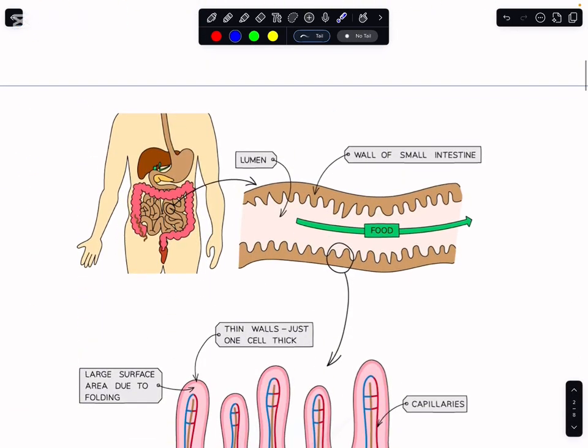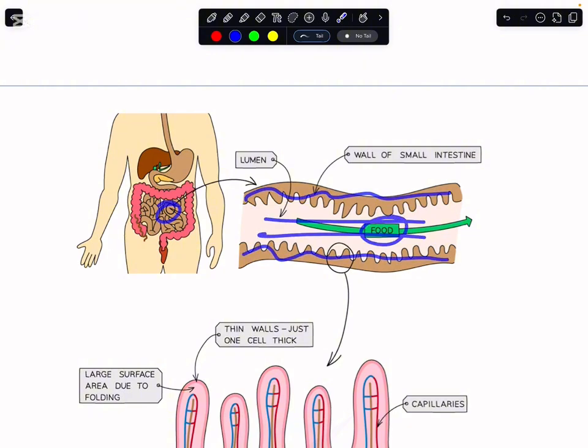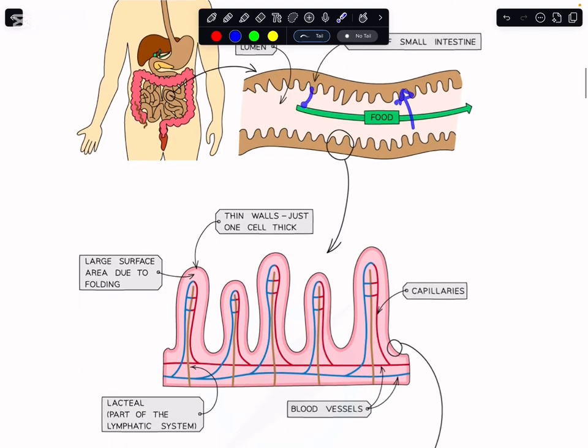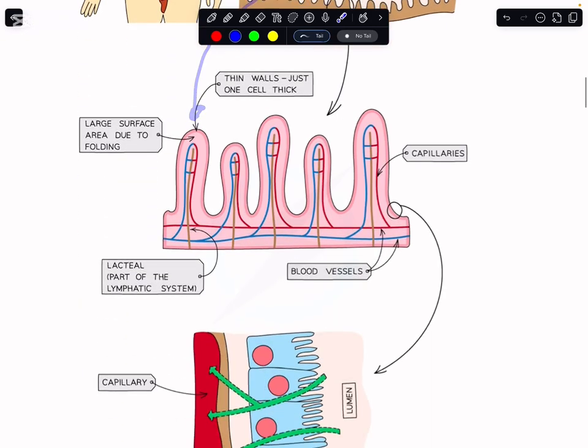Now, if I were to show you the diagram again, here we have the small intestine. These are the walls of the intestine. Here we have the lumen, and in the lumen we have the digested food particles. I need to take them into these finger-like projections that I have here, and these are, you could say, the villi with me.